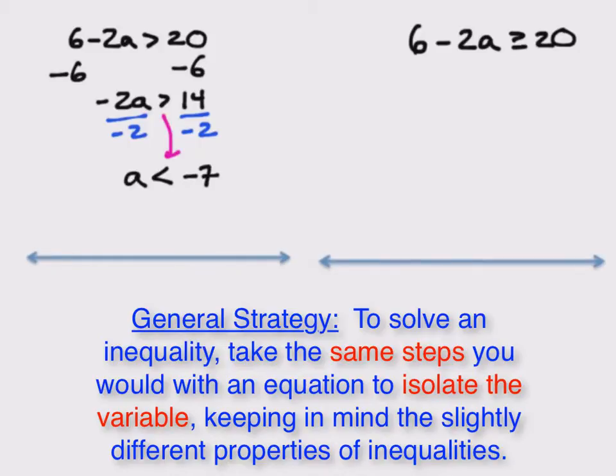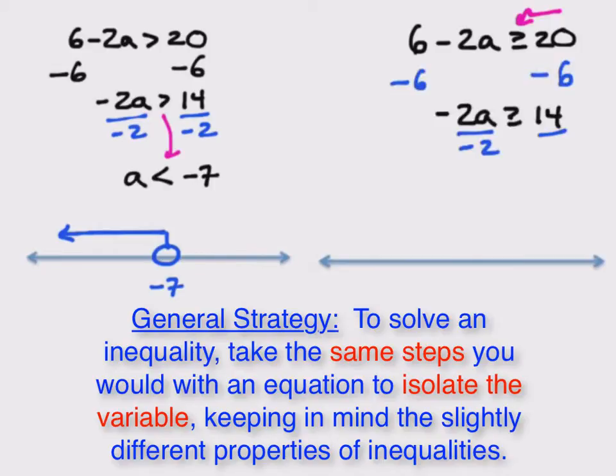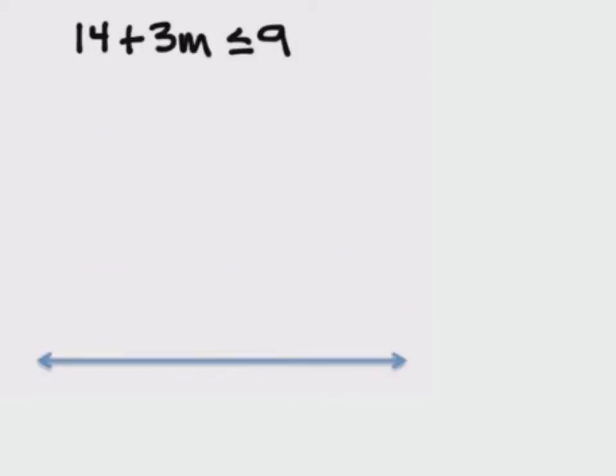And to graph this on a number line, we're going to make an open circle at -7, because -7 is not a solution to this inequality, and we're going to draw an arrow to the left to represent all numbers less than -7. If the original inequality were greater than or equal to 20, then the algebra would remain exactly the same and the graph would only change by having a closed circle instead of an open one. Here's another example, very similar to the two we just did.